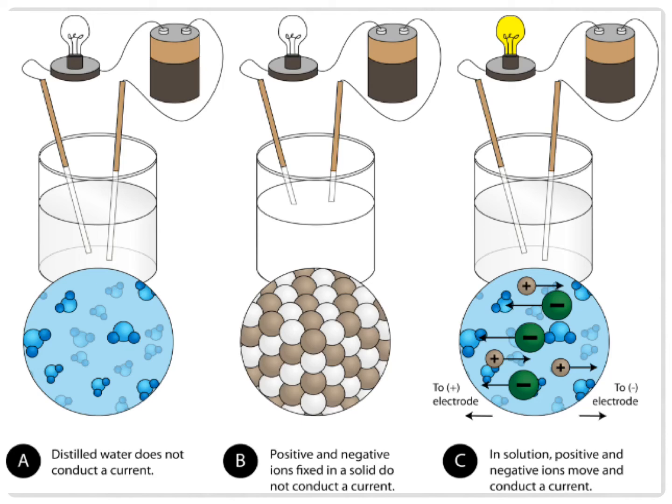In a solution, positive and negative ions move and conduct current. In the other picture, they do not conduct current because they are not free. But here it actually conducts electricity because the negative and positive ions move freely.